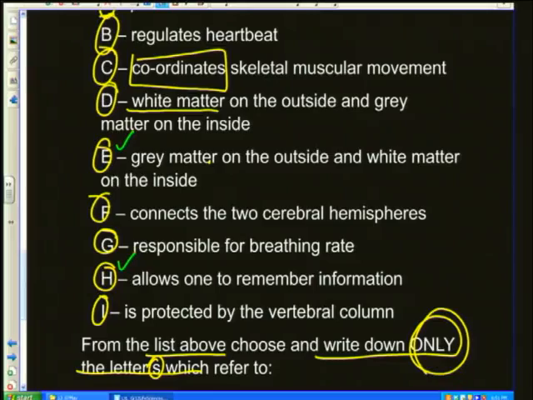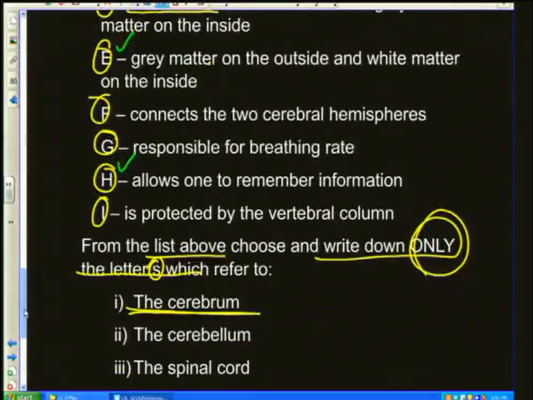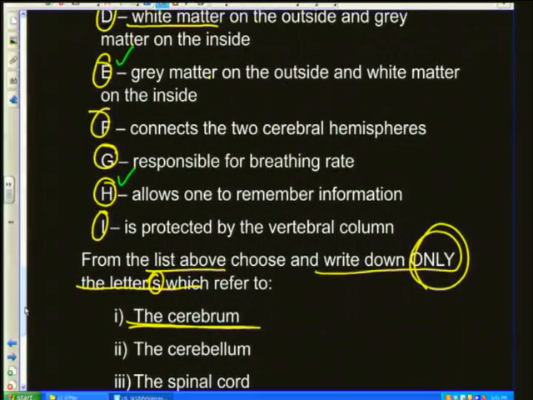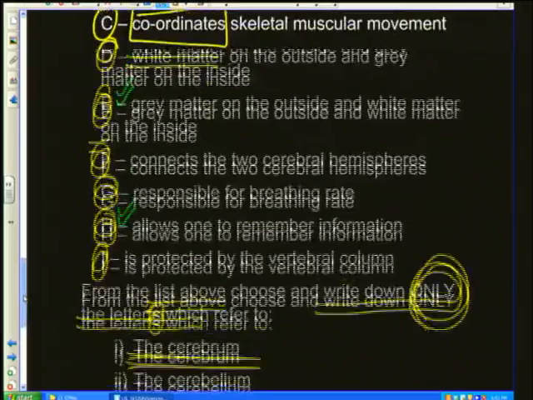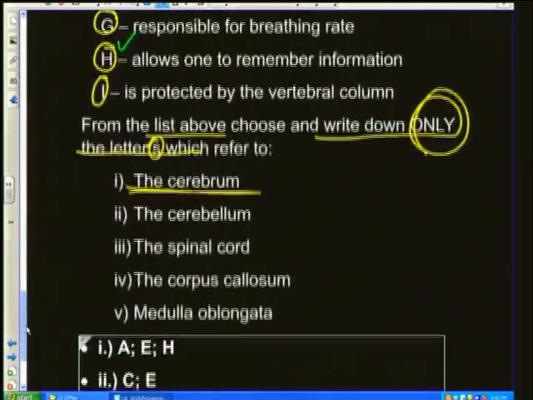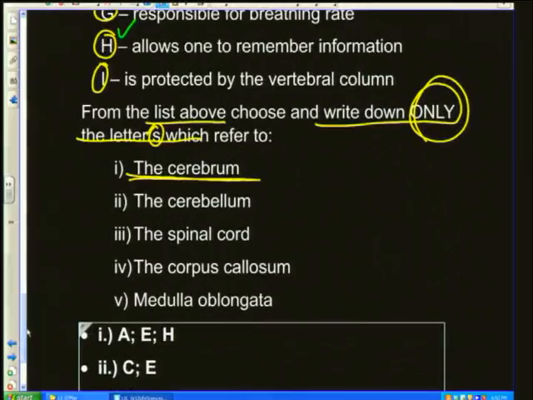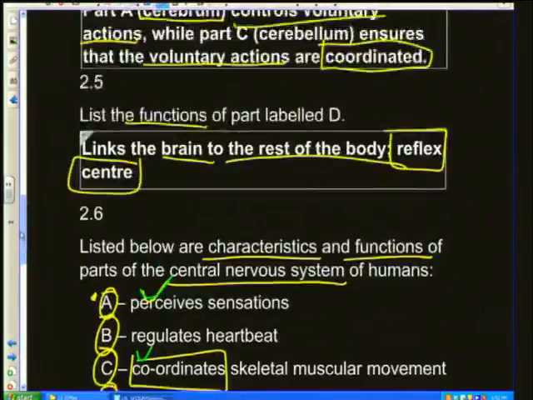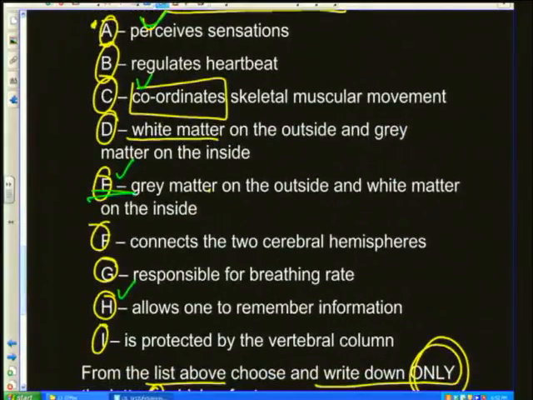Very important. Next one, they want to know your cerebellum. Fine motor skills. It's still got gray matter, hasn't it? So it's definitely the coordination because that's fine motor skills, and it's definitely going to be the gray matter on the outside. So it's C and E. E is, of course, the gray matter. Nice and easy. It's not too difficult.